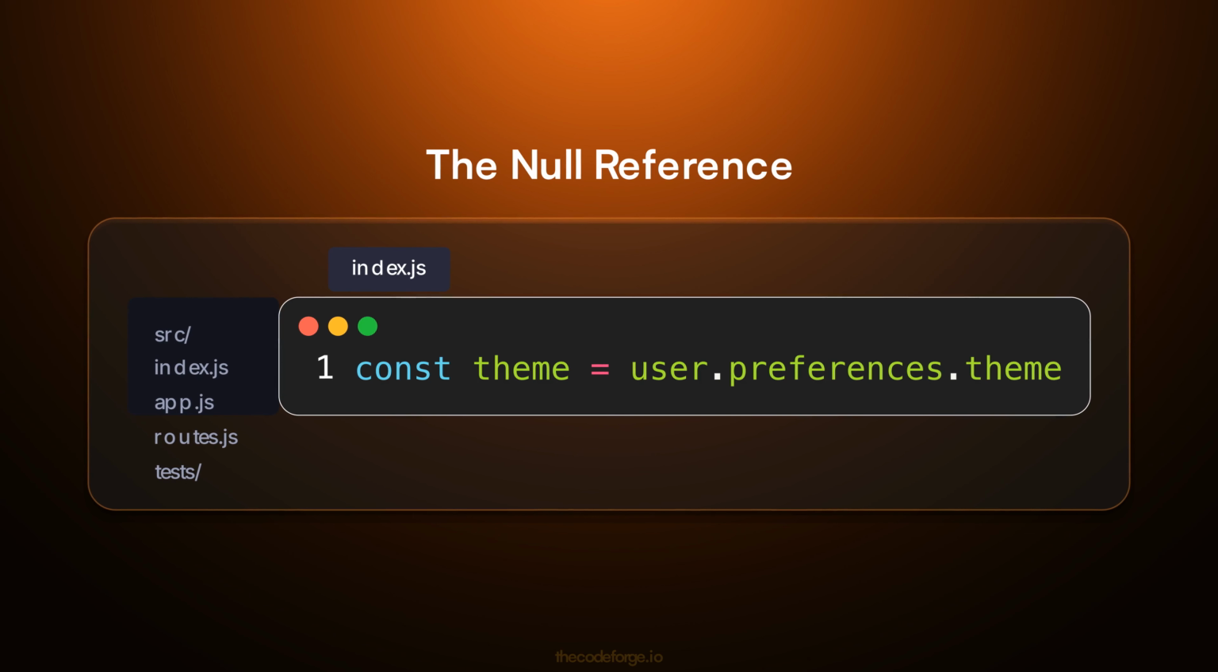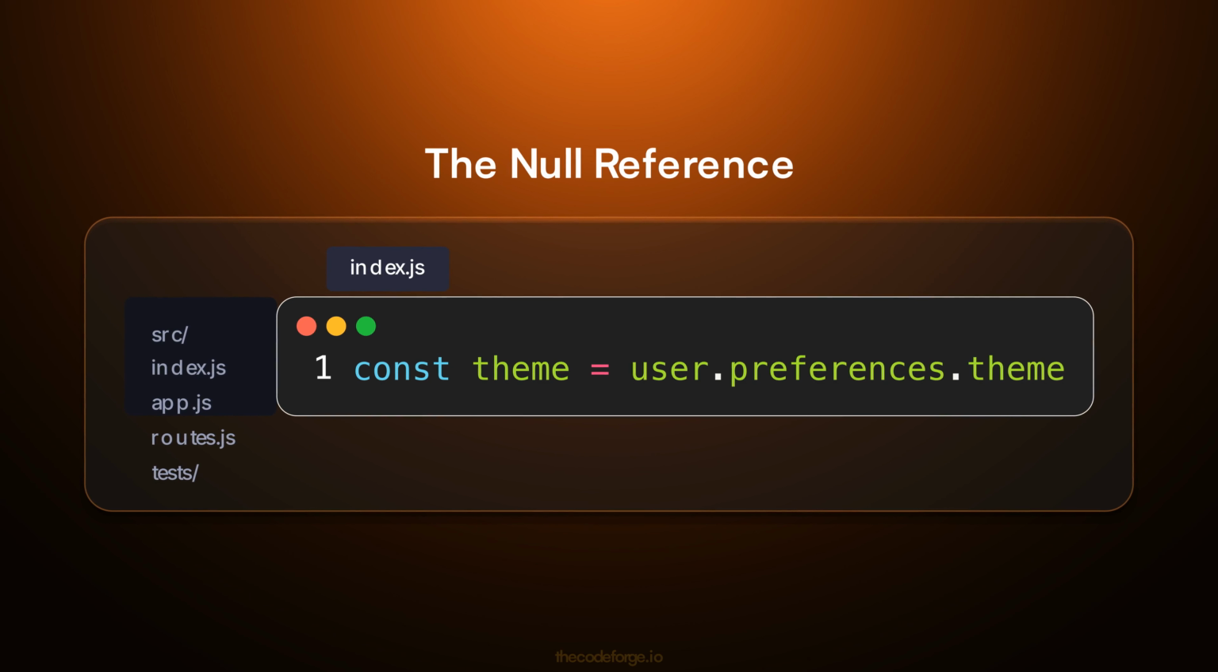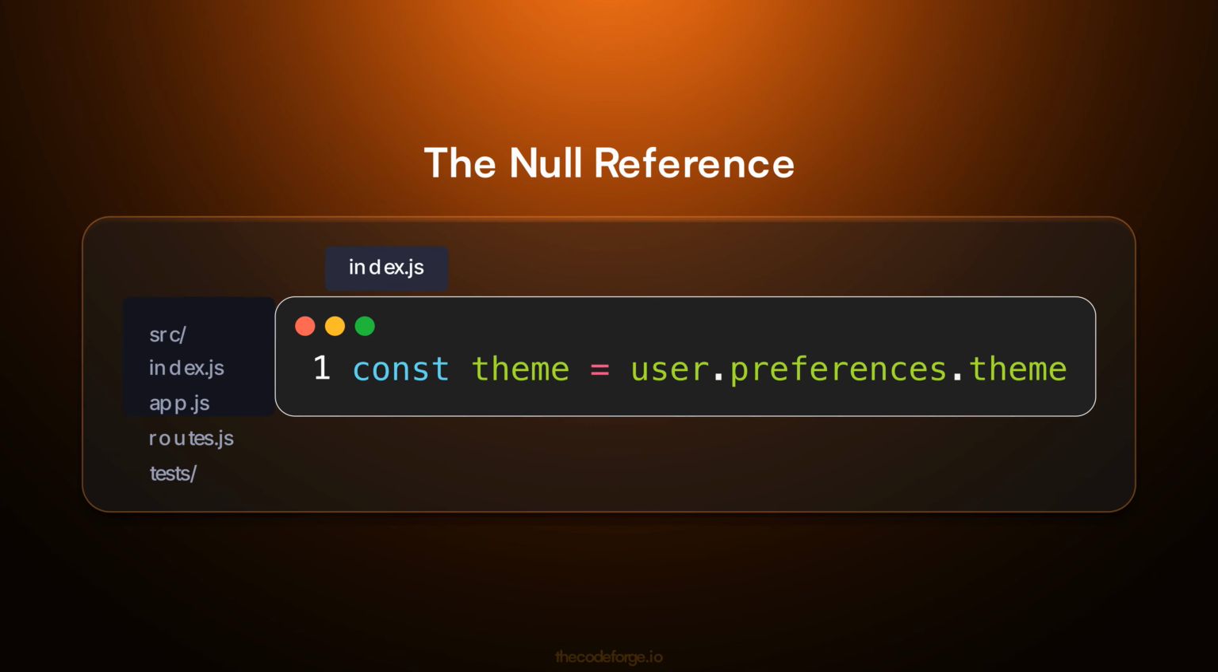This is the exact line that caused the production incident. User preferences was null for users who had never opened settings. Always use optional chaining when accessing deeply nested properties. It's not optional, it's a safety net.